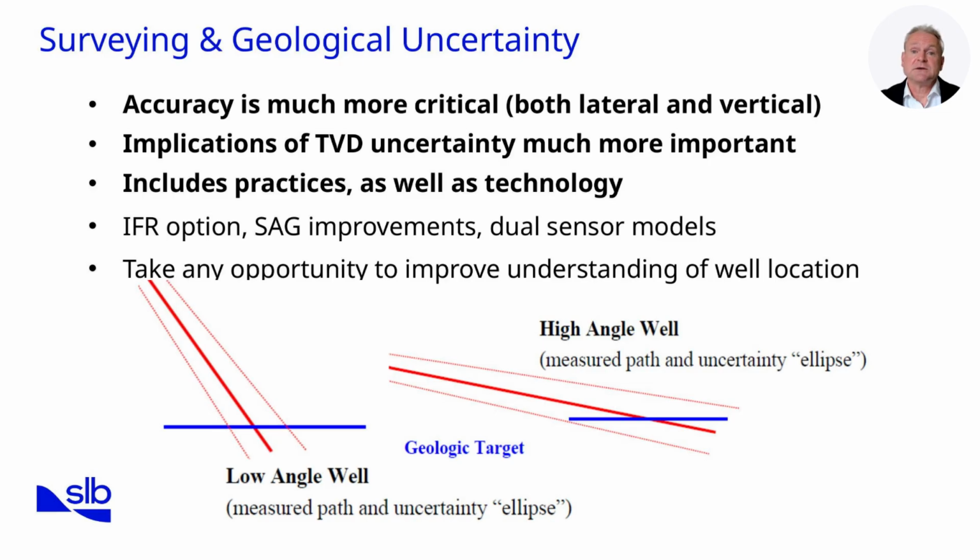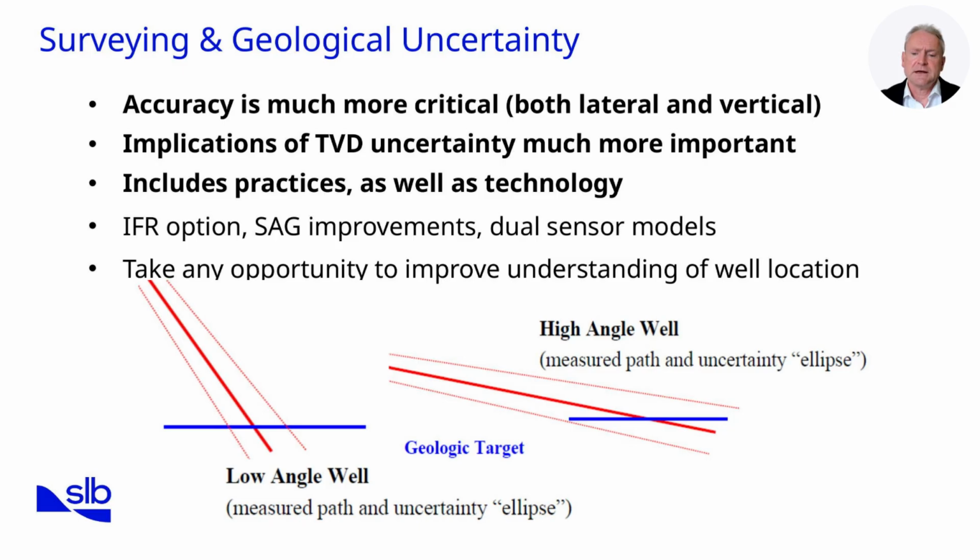In ERD wells, surveying accuracy becomes far more critical than in conventional wells. Because step-outs are so long, even a small error in measured depth or inclination can translate into hundreds of feet of positional error at the reservoir. Both lateral and vertical accuracy must be managed. TVD uncertainty is especially important since being off by just a few feet can mean missing the target zone or drilling too close to a fluid contact. This requires a combination of improved practices and better technology.